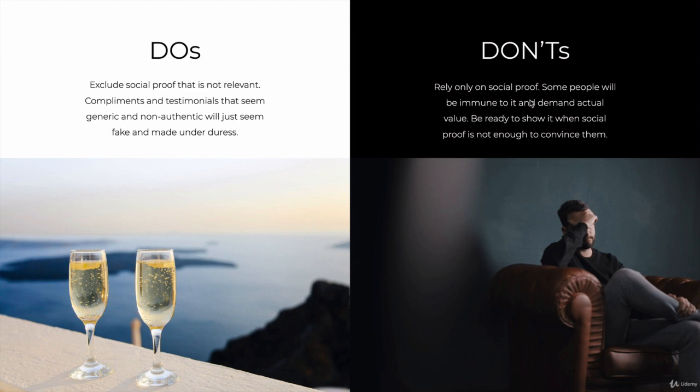Don'ts. Don't rely on social proof alone. Some people are immune to it, as you will be if you're trained in counter negotiation. For people who are immune to it, have something else up your sleeve. One of the other techniques in this course, for example.